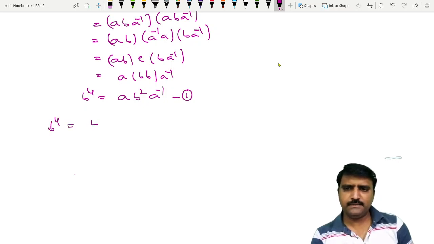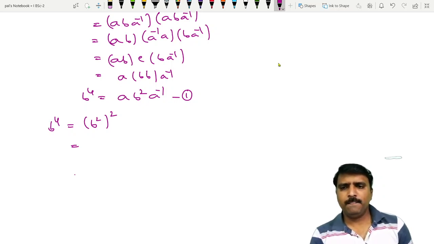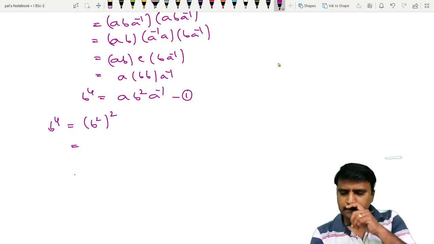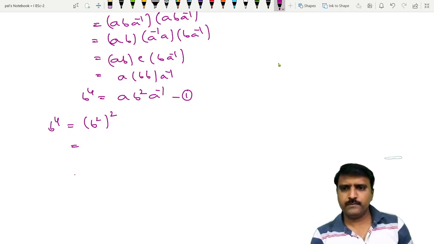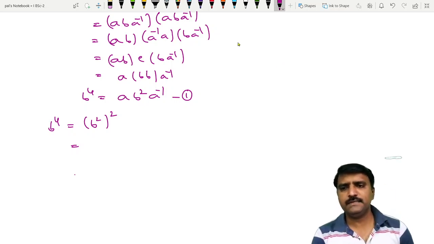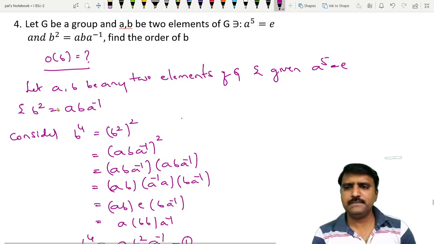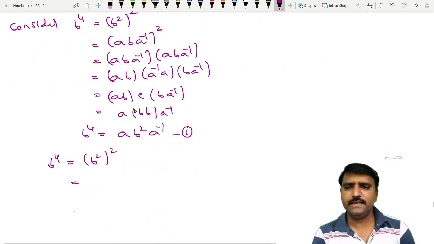Okay, B to the power 4 can be written as b square whole square, which is equal to, what is b square? b square is equal to a b a inverse. In place of b we have b square, so then it is a b square a inverse, right?